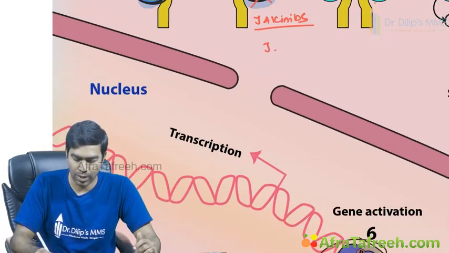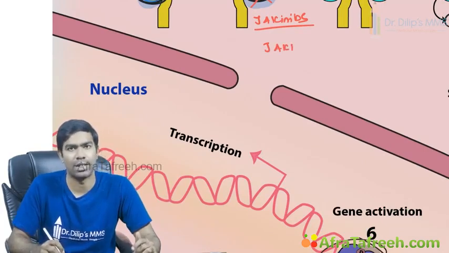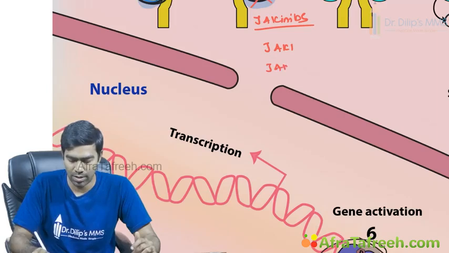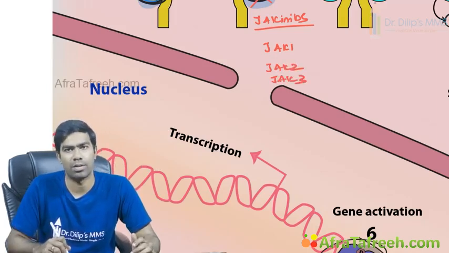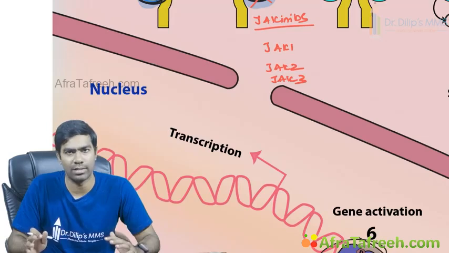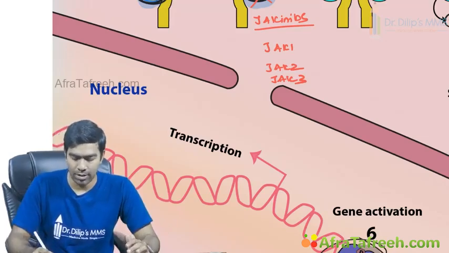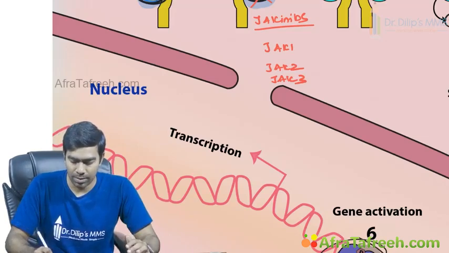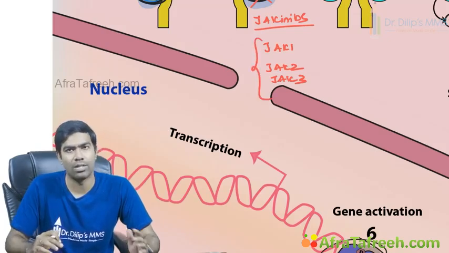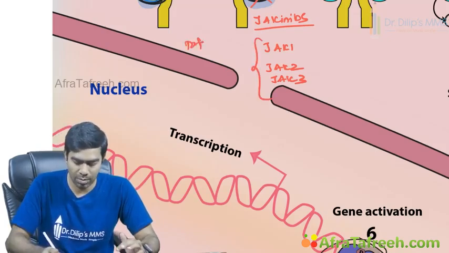Okay, what are the types of JAK you have? Janus kinases: JAK1, JAK2, JAK3. Very important. Clear? A separate type of non-receptor tyrosine kinase is there, but I'm not going to talk about that. These are three important types of JAK. All three types of JAK, that is JAK1, JAK2, JAK3, can be inhibited by a compound called tofacitinib.